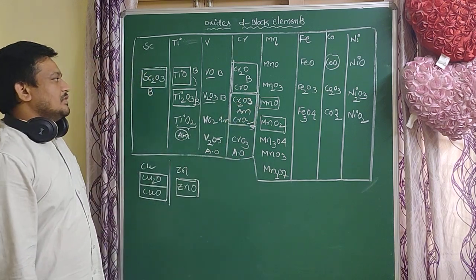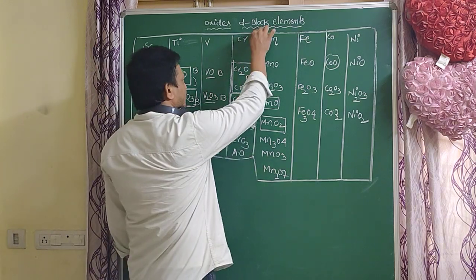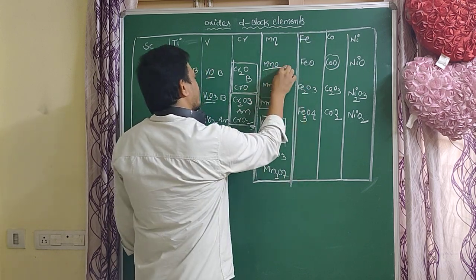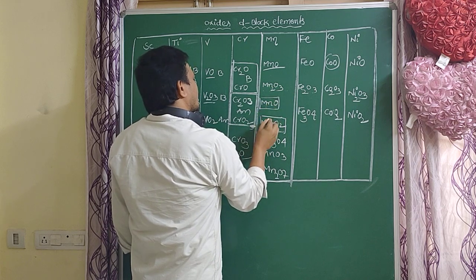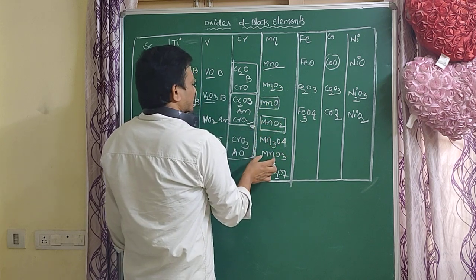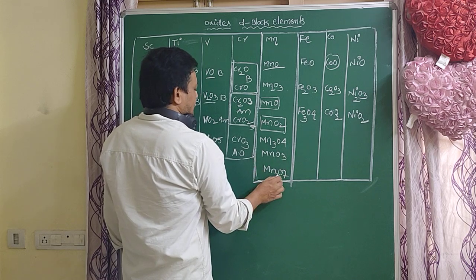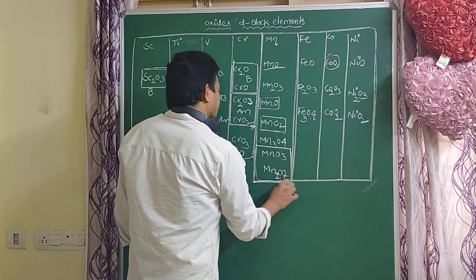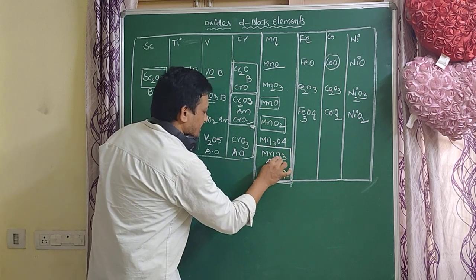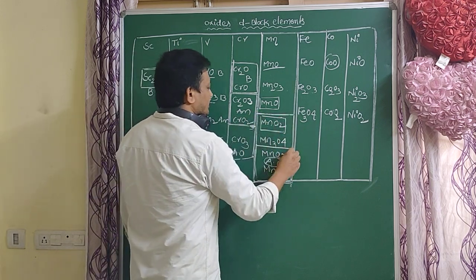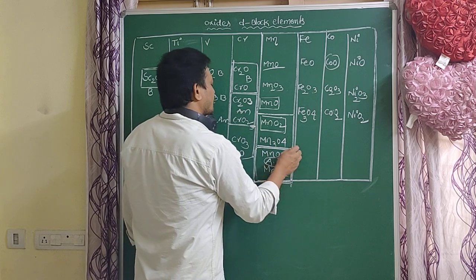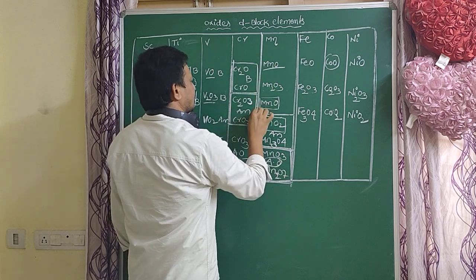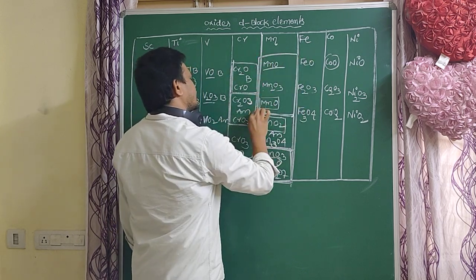Next, manganese oxides are very important oxides: MnO, Mn2O3, MnO2, Mn3O4, MnO3, and Mn2O7. Mn2O7 and MnO3 are acidic oxides. MnO2 and Mn3O4 are amphoteric oxides. MnO and Mn2O3 are basic oxides.